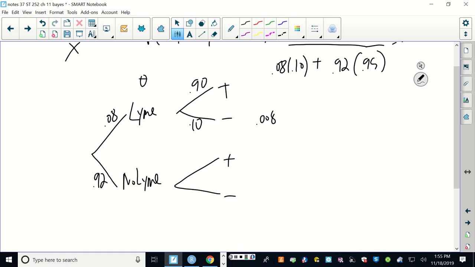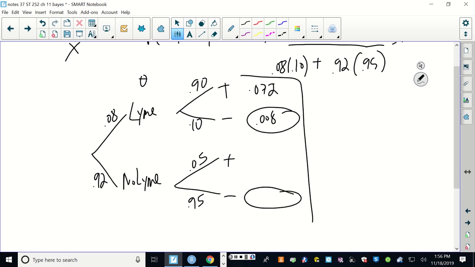And then 95% tested negative, 5% tested positive here. And so what are those numbers? This was 0.072 here for this. And so, for instance, when we wanted the test negative, here are the two endpoints that test negative, and this probability is 0.92 times 0.95.